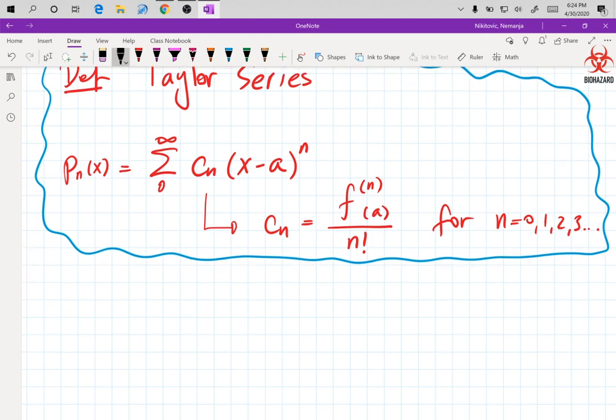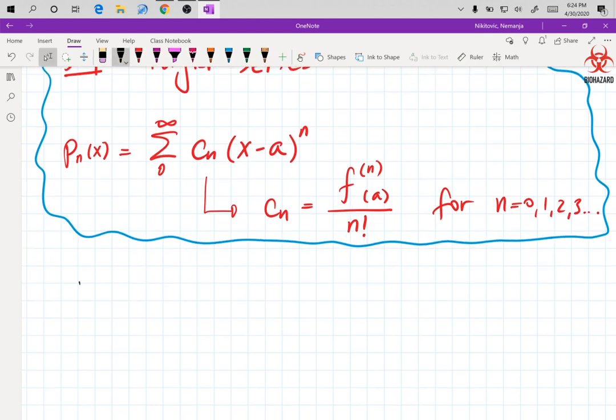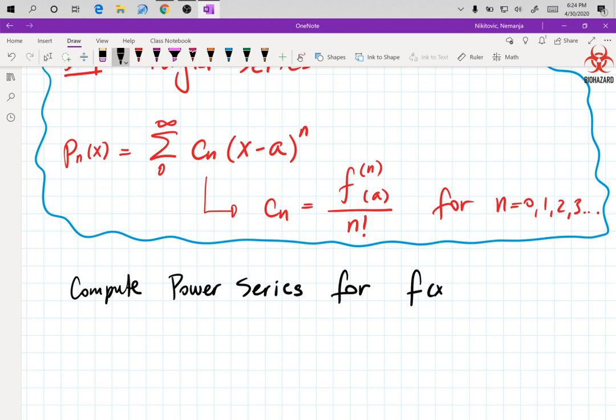Let's go do the first example: compute the power series for f of x equals e to the x. Now, this is the only case where power series is overkill, because e to the x is one of the functions that is easier than a polynomial for integration and differentiation because it stays the same.